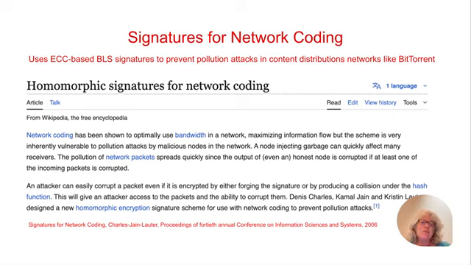You can find this in the Wikipedia article, and the original paper with Denis Charles and Kamal Jain appeared in the 40th Annual Conference on Information Sciences and Systems. So this was an interesting application of the BLS signatures for peer-to-peer content distribution.